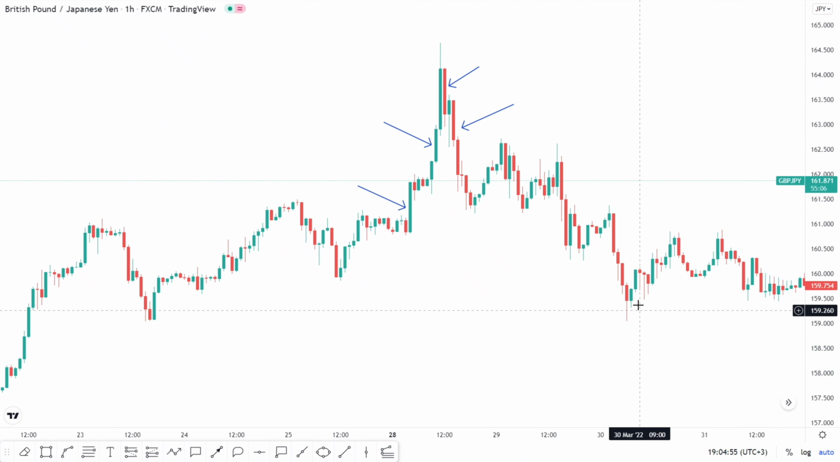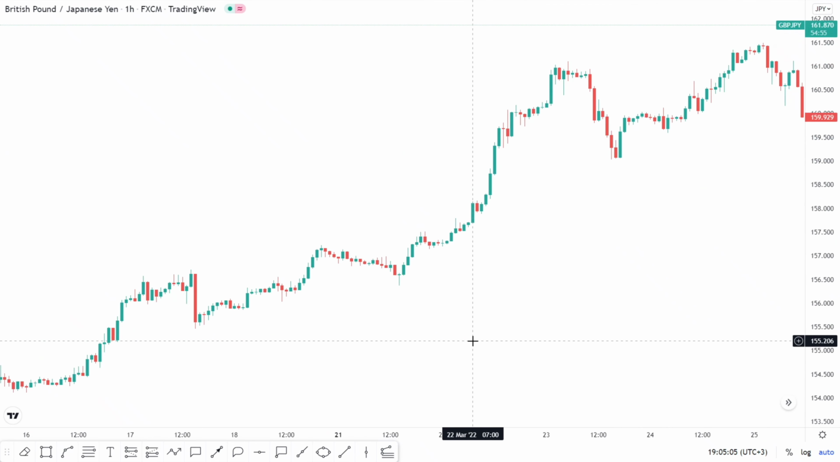Here is an example of a long shadow, but this time to the downside. So when you see a long shadow here, we are trying to say that the sellers are now becoming weak and the buyers are taking control.